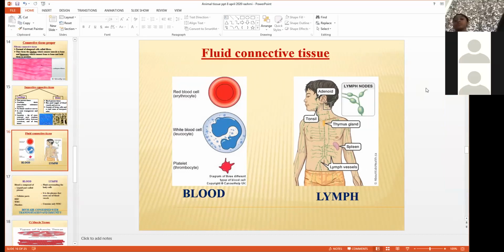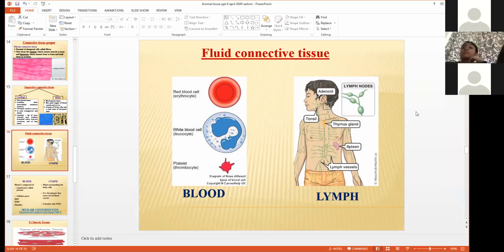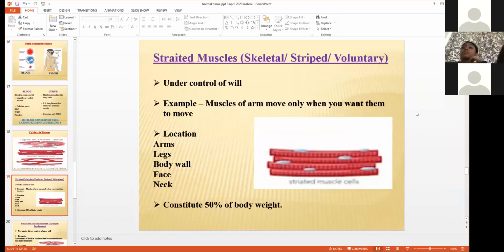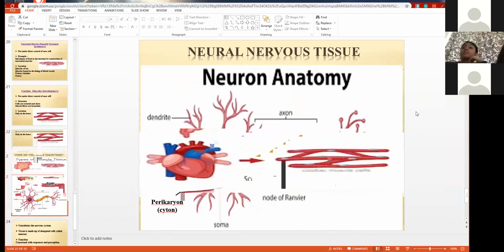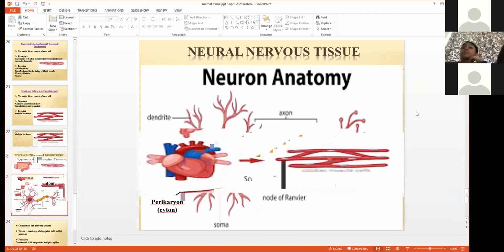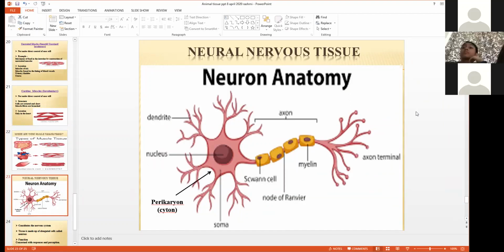Ma'am, last year in the neuron cell, we had something called Nissl's granules. Which one? Nissl's granules in the neuron cell. So, do we have to mark it this year? No. Then this is what you have to mark. And if you want, you can take a pic of this.